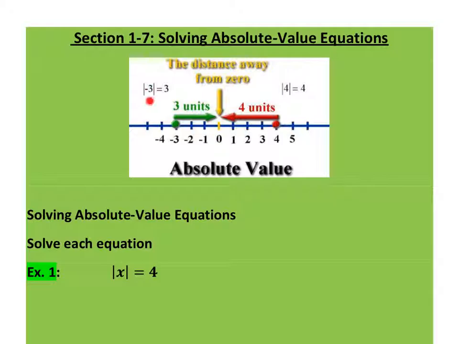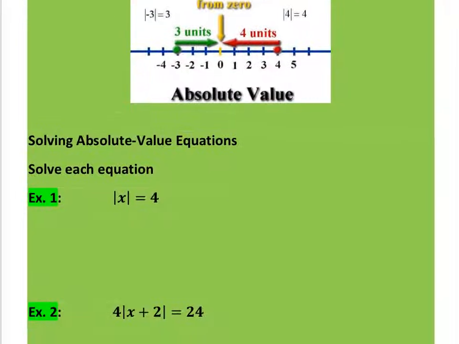So if we're looking for the absolute value of -3, what that's really asking for is how far is -3 from 0 on the number line. So -3 is 1, 2, 3 units away from 0, so its absolute value is 3. This is asking for the absolute value of 4, which means how far is 4 from 0 on the number line? 1, 2, 3, 4 units from 0, so its absolute value is 4. Distance is always positive. That's why the answer to an absolute value problem is always positive.